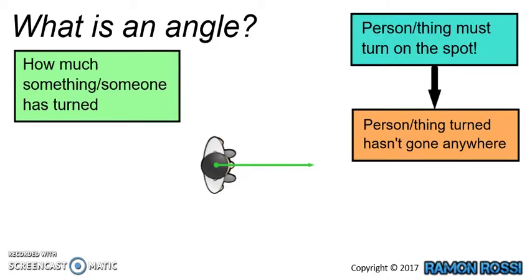Just before we do that, let's just go over what we know so far. We know an angle is how much or how far something has turned. And we know that this person, we were watching Tim, weren't we? He was turning on the spot. He wasn't wandering around. He was on the spot. He hasn't moved at all. He hasn't gone anywhere. He's just facing a different direction now.